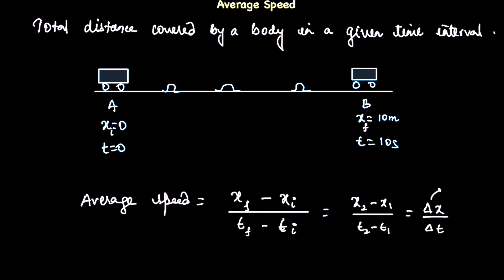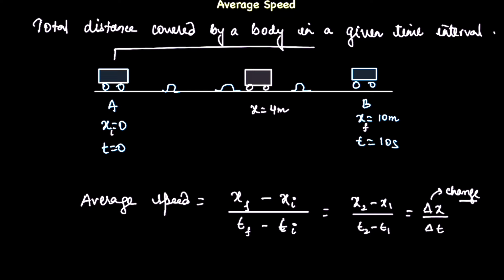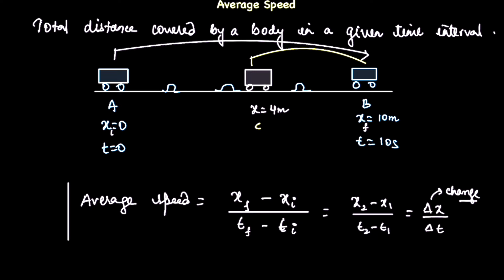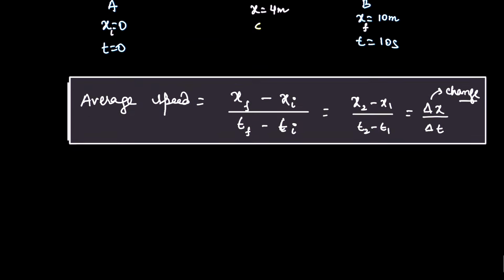Delta represents the change. Suppose you consider x as 0, but if you consider x as somewhere here, this you can consider as 4 meter. So if you consider from A to B, then it has a different average. But if you consider from C to B, then it has a different average. Why? Because distance is changing and time is also changing. So with the help of this formula, average speed, we can find the values between any two positions of the body. Next is instantaneous speed.